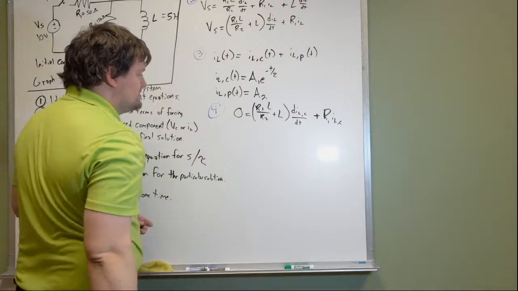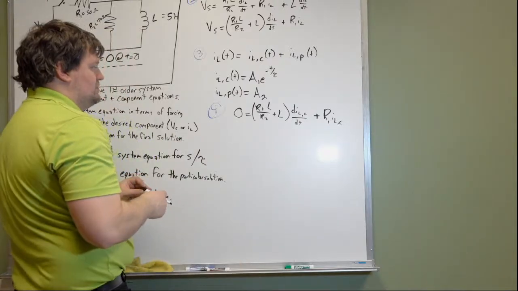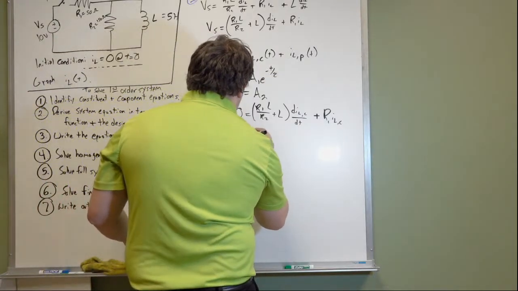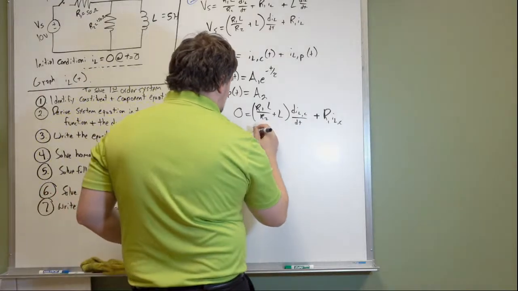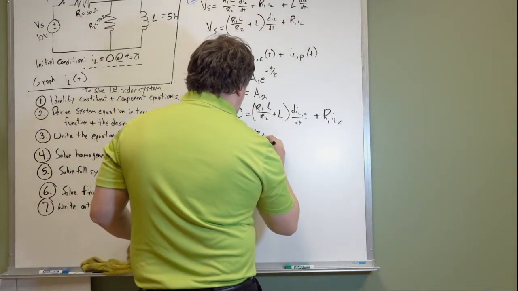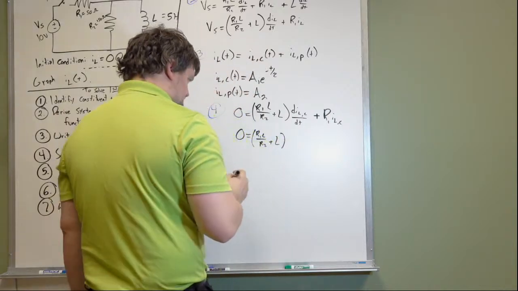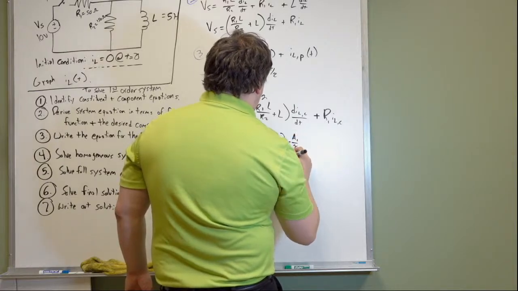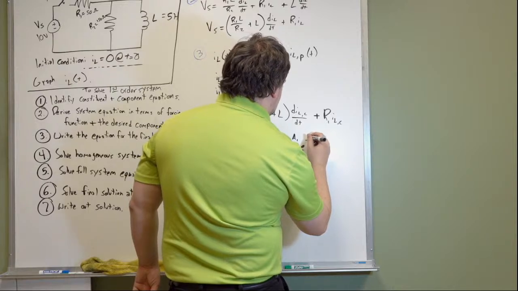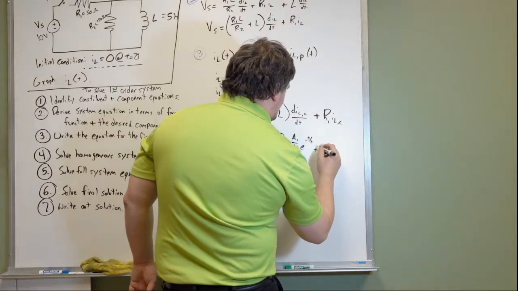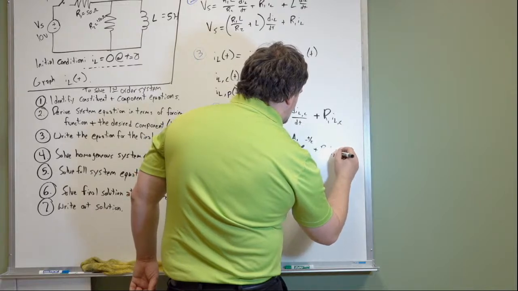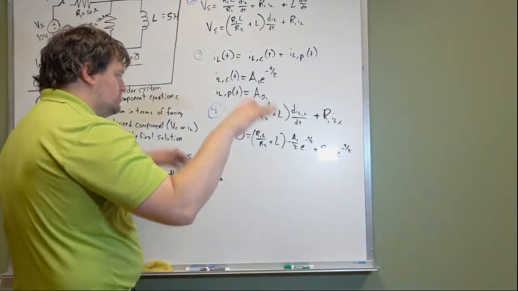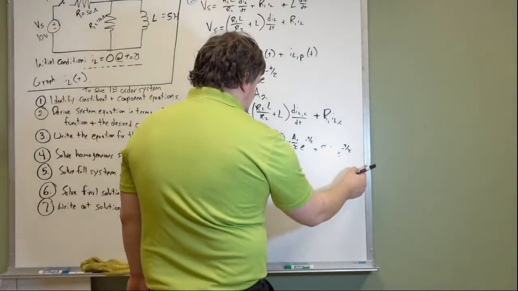Okay, spoiler alert, this equation is going to get drug out like we found in the last one because it has to sum to 0. So we have 0 is equal to R1L over R2 plus L times negative A1 over tau e to the negative t over tau plus R1 A1 e to the negative t over tau. Okay? All right, so that's fun.